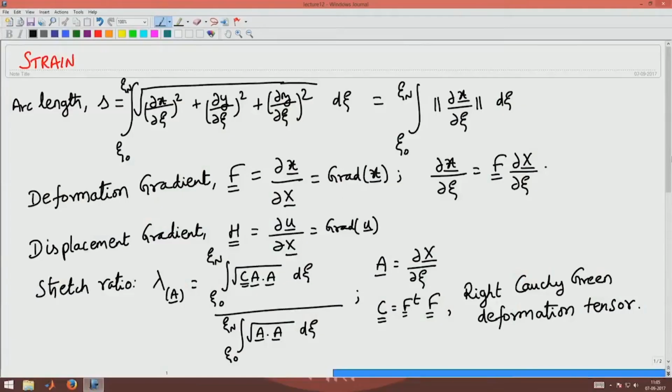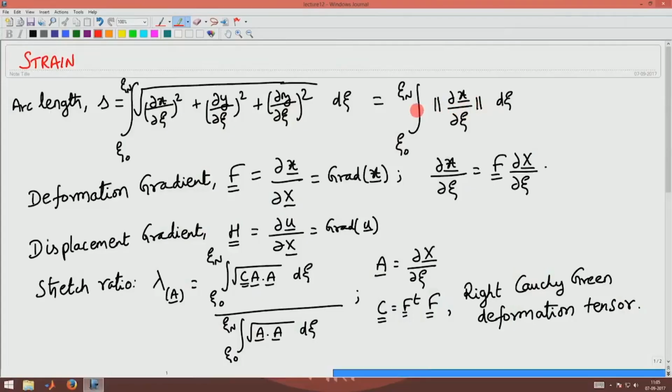We also saw how to find the arc length of a curve. We saw in particular that the arc length of a curve can be found using this expression, which is nothing but the magnitude of dou x by dou psi vector integrated from psi 0 to psi n.